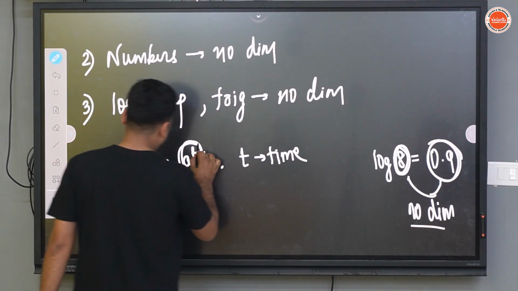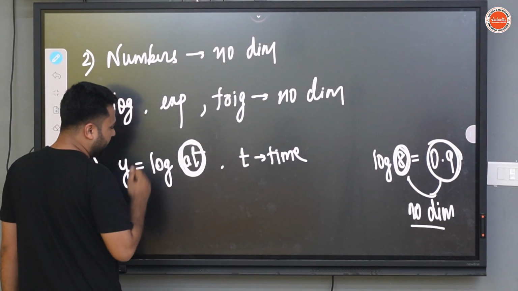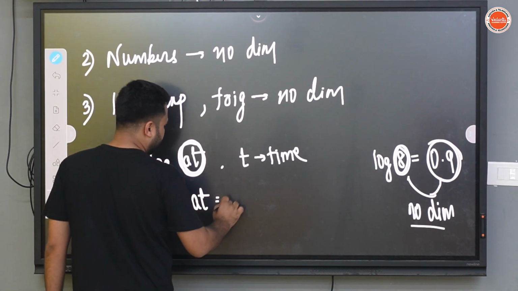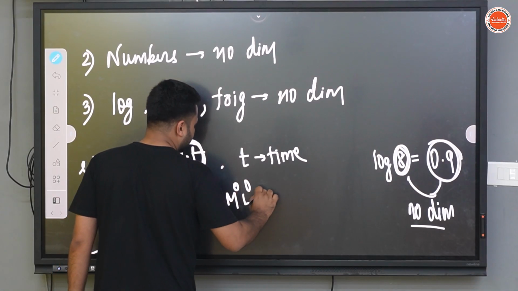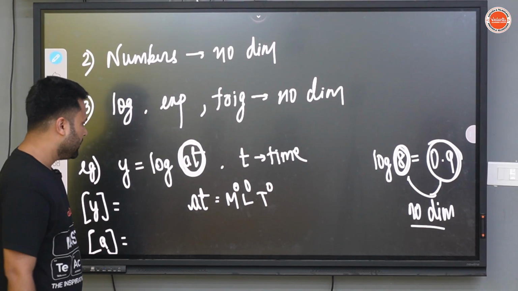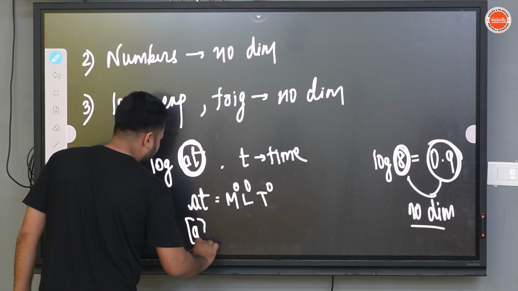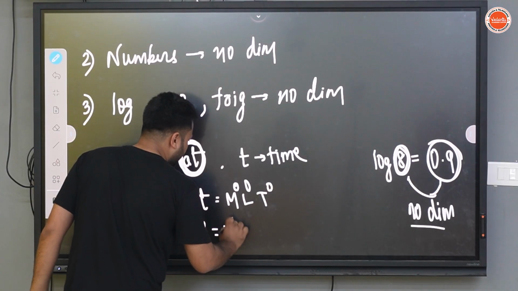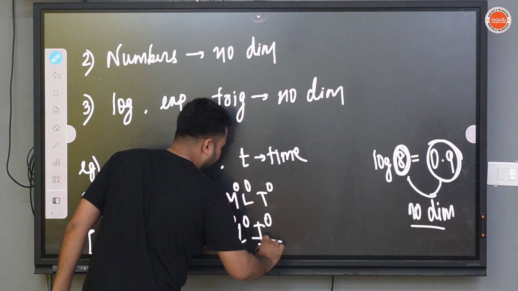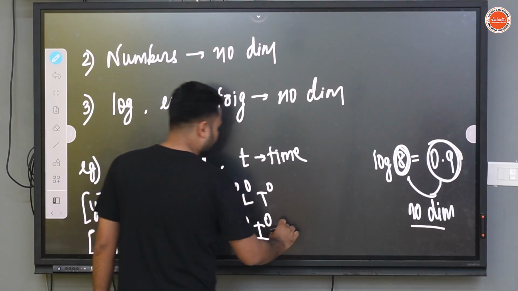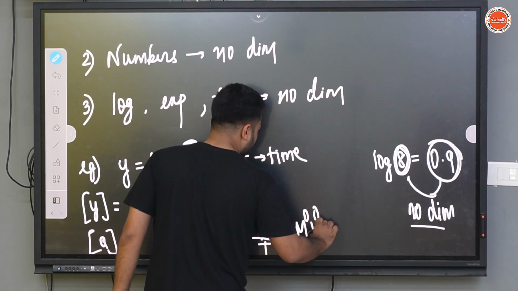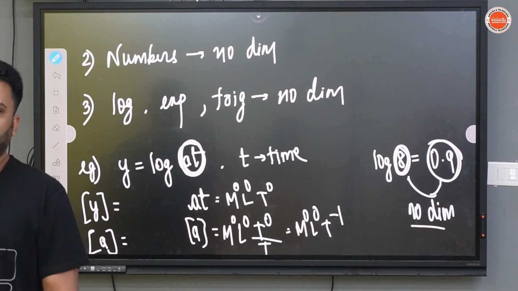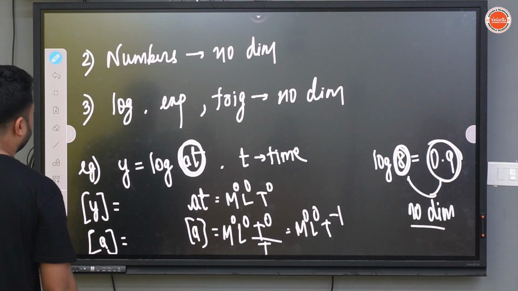Means this 80 is a number, no dimension, so 80 will be M0, L0, T0. So if someone asks what is the dimension of a, t will go down, na? T will go down. So M0, L0, T0 divided by T. T will go down, so M0, L0, T minus 1. This is the dimension of a. Correct? This is the dimension of a.